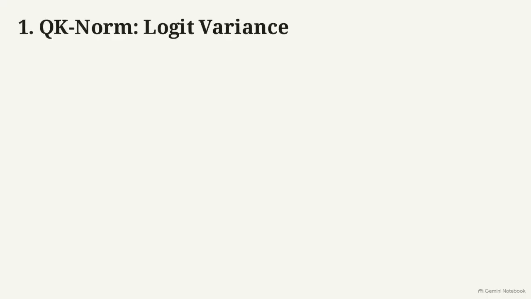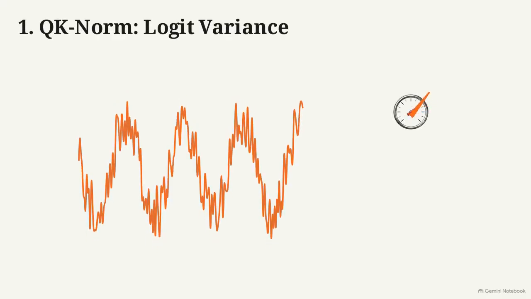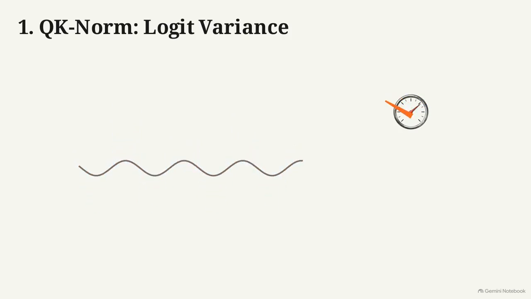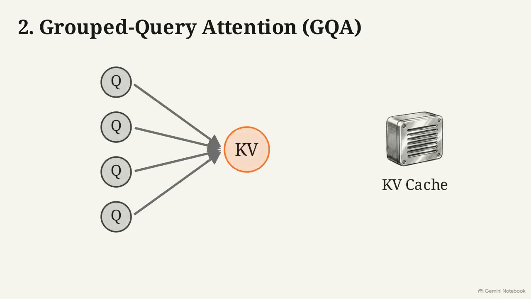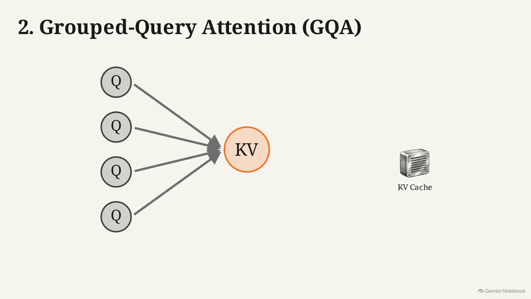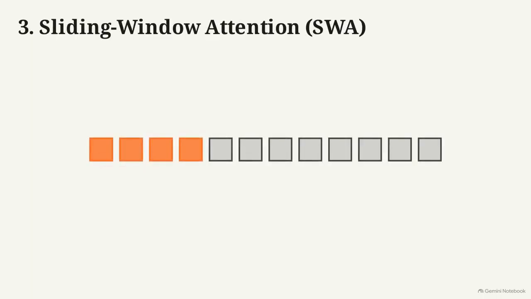The first choice is applying QK norm to the query and key tensors. Engineers use this to tame logit variance, bounding numbers to ensure stable training. The second choice is grouped query attention, or GQA. GQA shares the same key and value matrices across multiple query heads, shrinking the KV cache and cutting memory requirements. The third choice is sliding window attention. Interspersing strictly local token windows among global layers further limits memory overhead for large prompts.